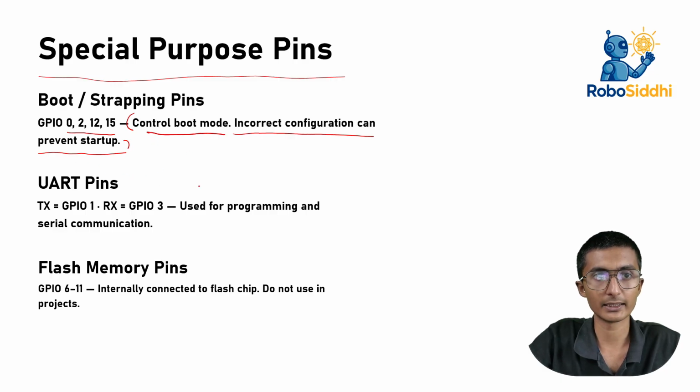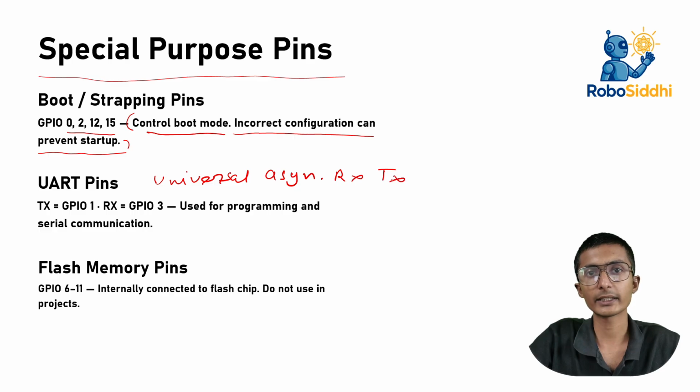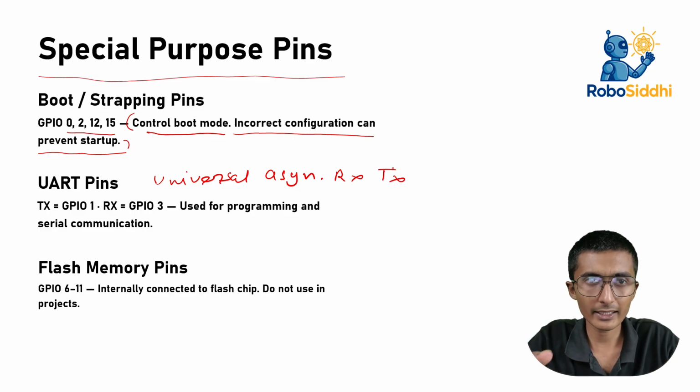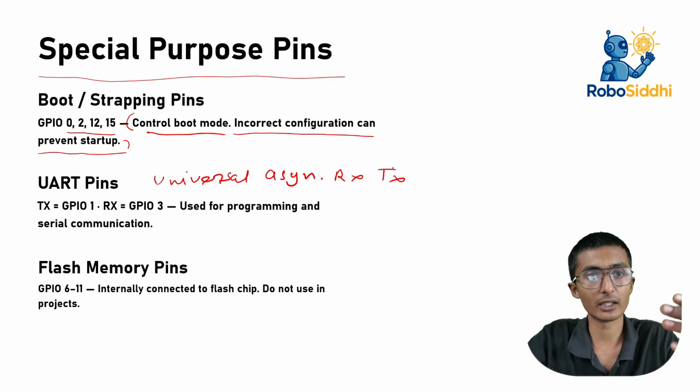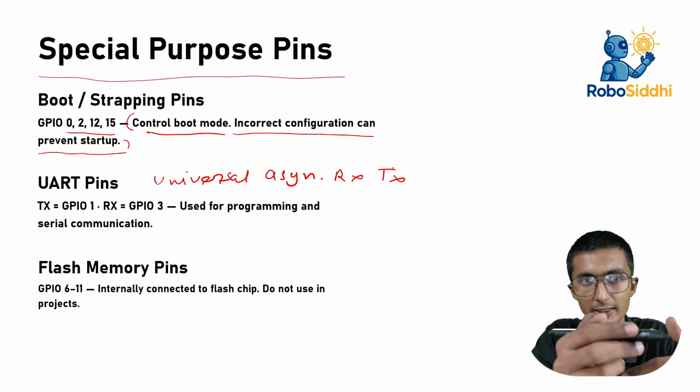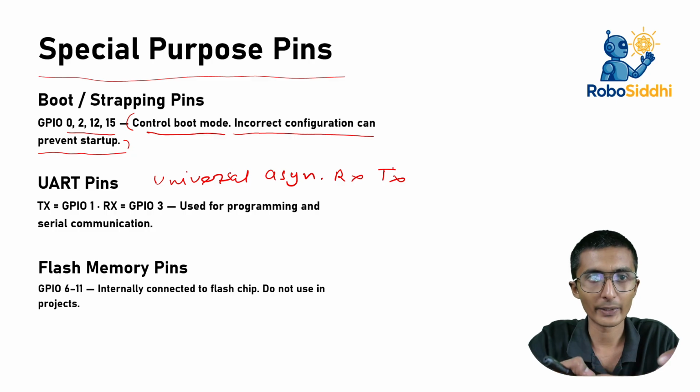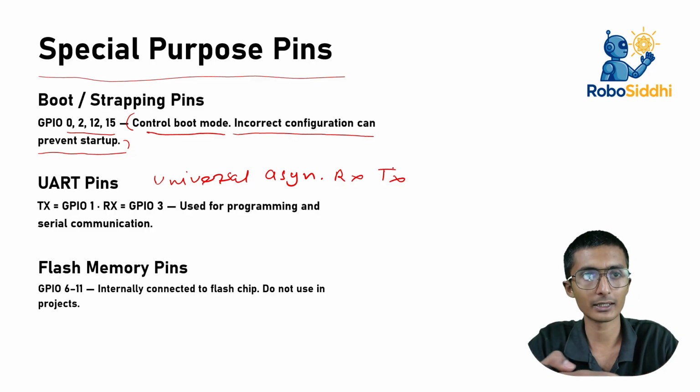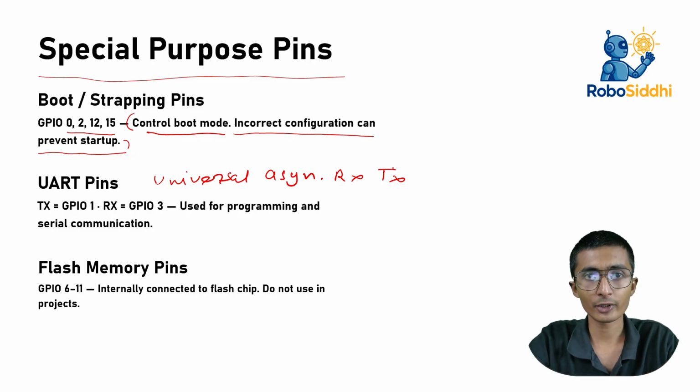So UART pins stand for universal asynchronous receiver and transmitter. Just like USB, Ethernet, I2C and SPI pins, which we have seen in a previous slide, UART pins are basically just the same kind of protocol.